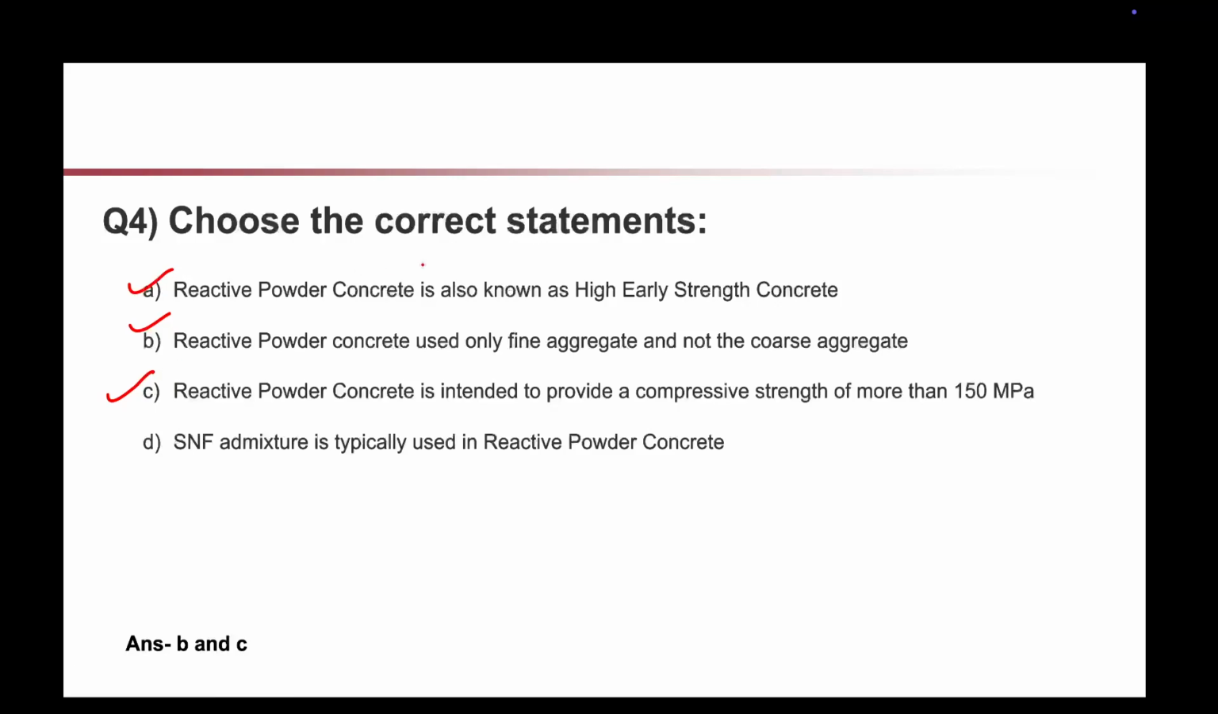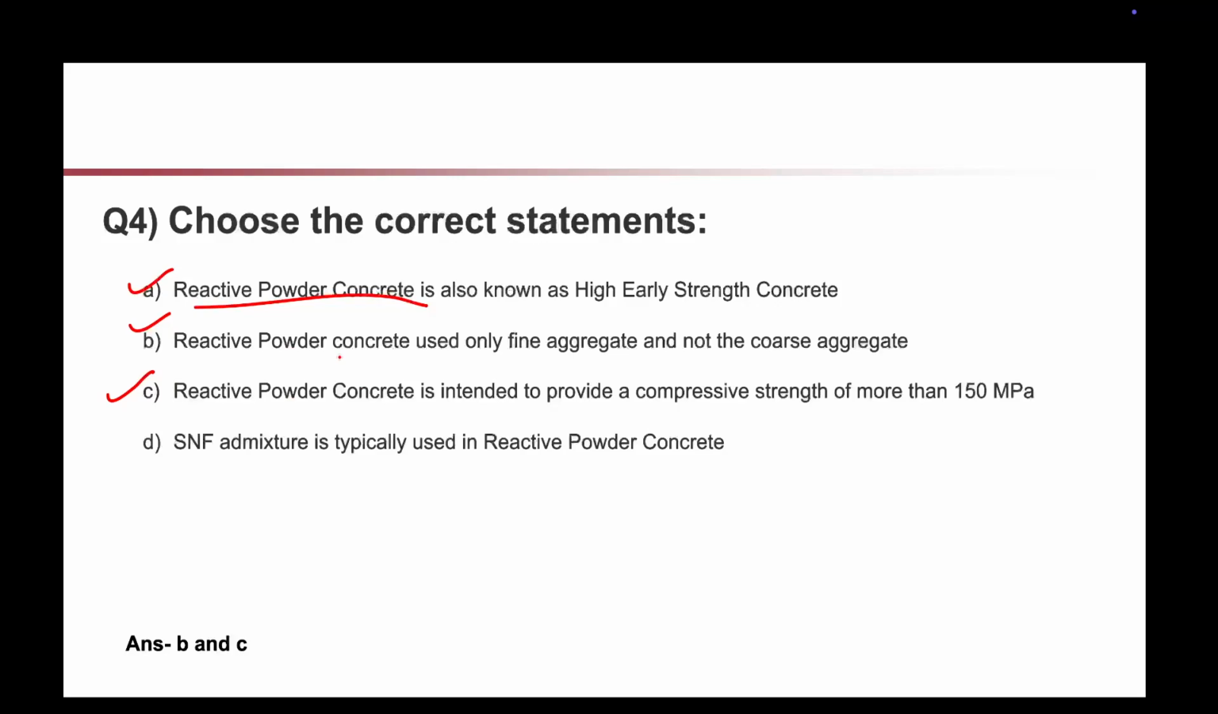Reactive powder concrete is also known as high early strength concrete. So, if you have a reactive powder, it doesn't mean it will give high early strength to the concrete. It just means your C3S is reacting more, your CSH is forming more. It doesn't mean you are getting high early strength in the concrete.